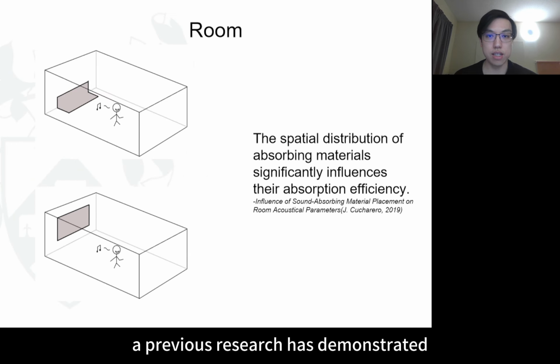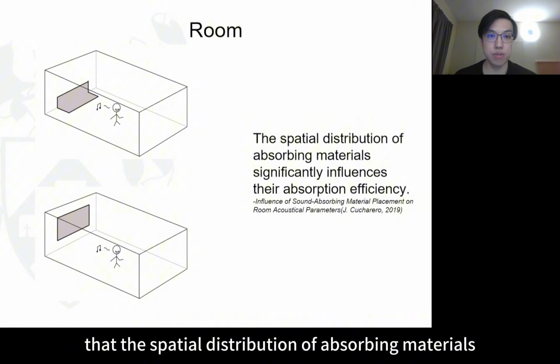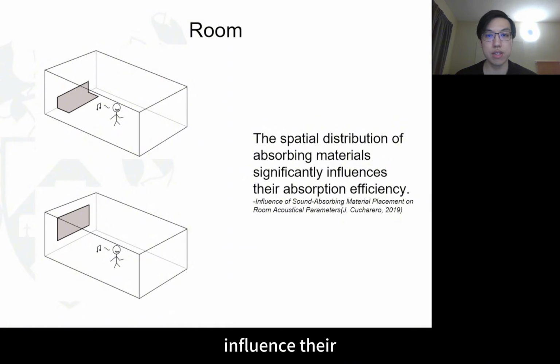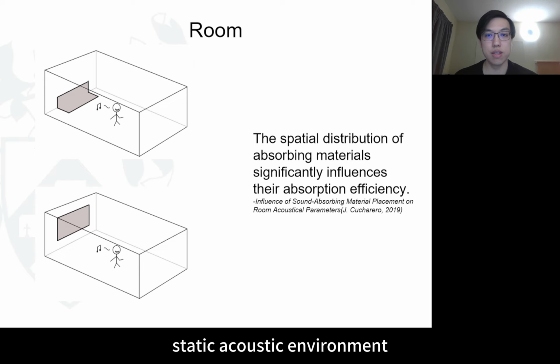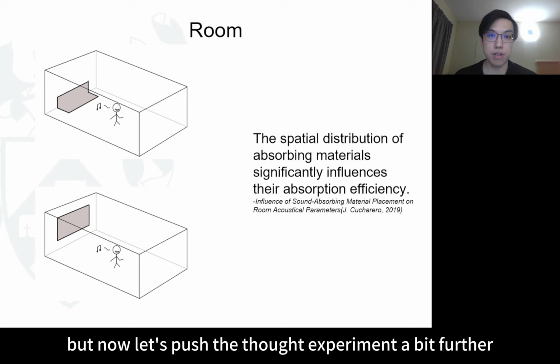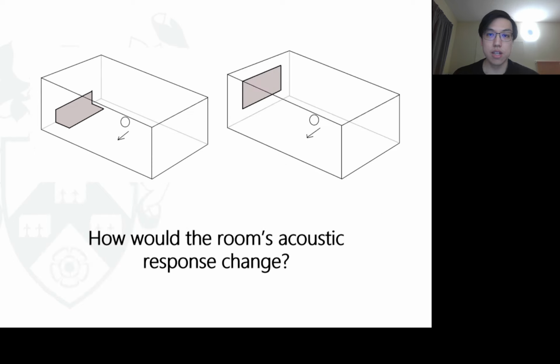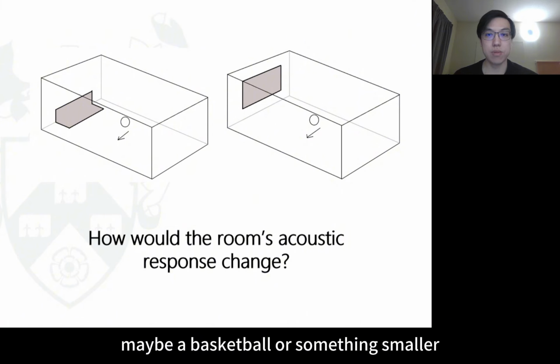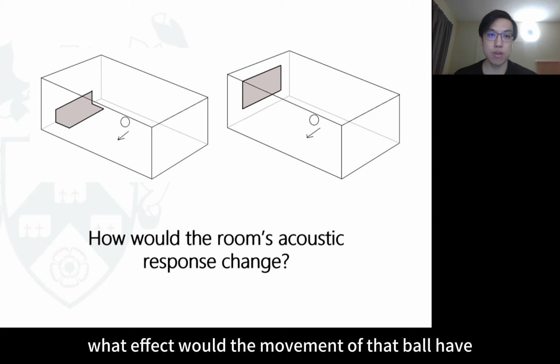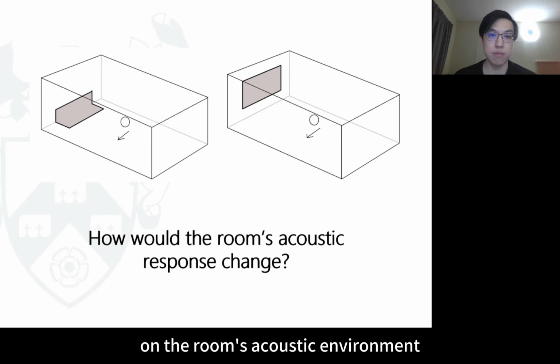A previous research has demonstrated that the spatial distribution of absorbing materials influences their absorption efficiency. In other words, the distribution of absorbing materials can impact the room's static acoustic environment. But now let's push the thought experiment a bit further. Suppose there is a moving object in the room, maybe a basketball or something smaller like a tennis ball. What effect would the movement of that ball have on the room's acoustic environment?